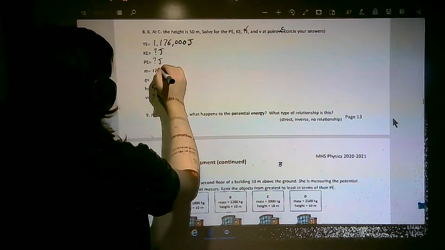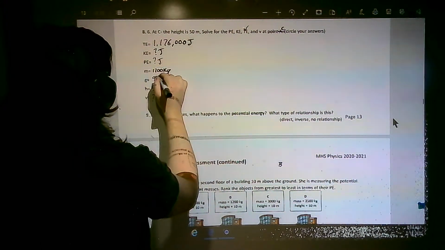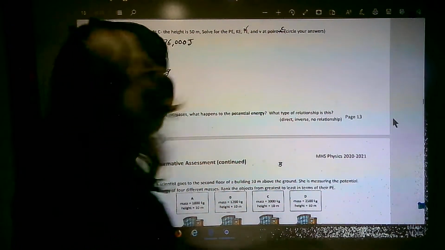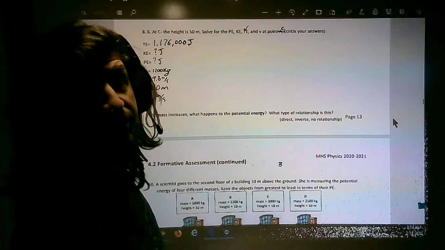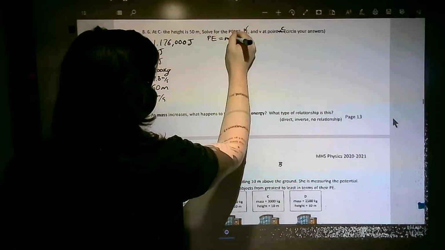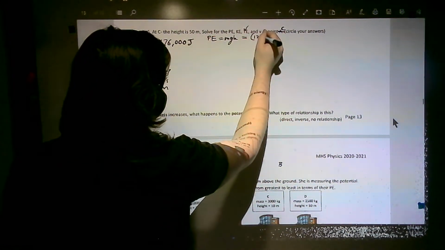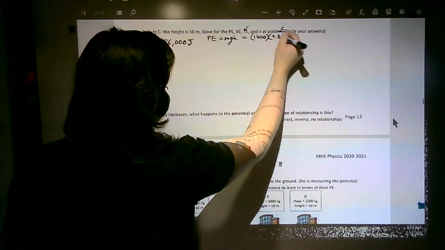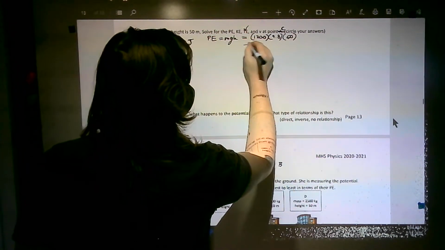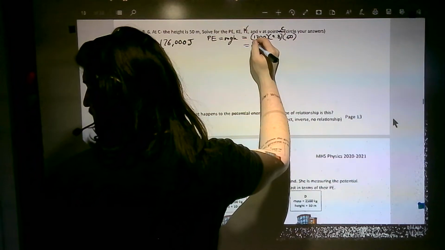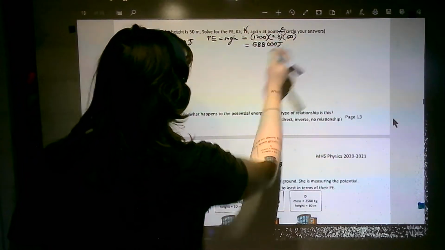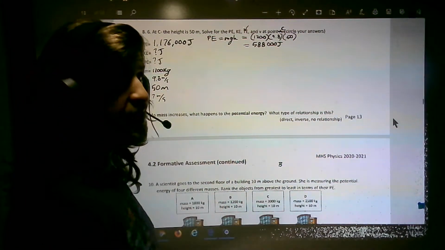Our mass is still 1,200 kilograms. G is still 9.8 meters per second squared. And we're just going to go through and calculate the things we can. And I know I have mass, gravity, and height, so anytime I have mass, gravity, and height, I can calculate potential energy. 1,200 kilogram coaster, 9.8 meters per second squared of acceleration due to gravity, and 50 meters of height. Multiply all those together, and we are going to find that to be about 588,000 joules.